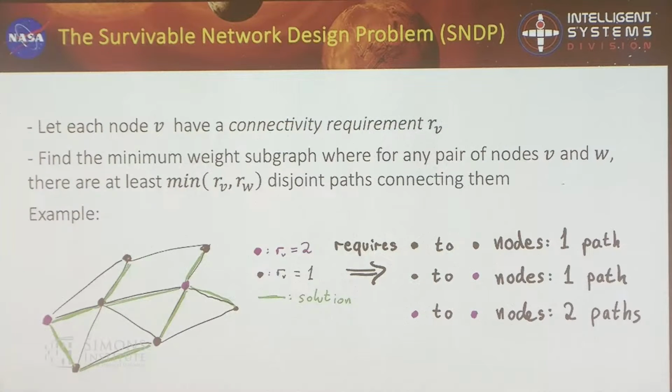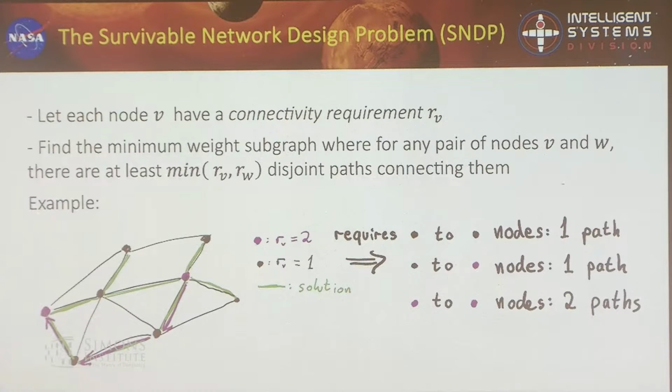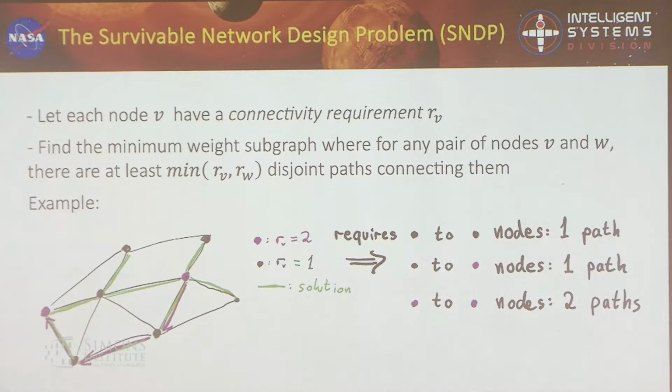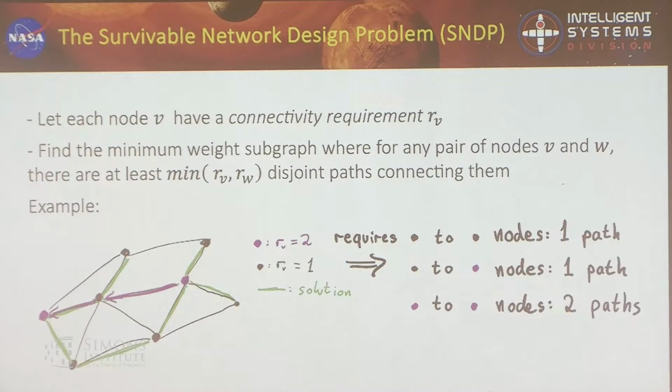Just as an example, if we have R_V equals 2 on the pink nodes and R_V equals 1 on the black nodes, we can see very quickly that there's one path between the pink nodes this way and another path this way, and those are totally disjoint, which is great. And then for R_V equals 1, we just need to make sure that there's a path between all of the black nodes, which is fairly easy to see. So that's the survivable network design problem.